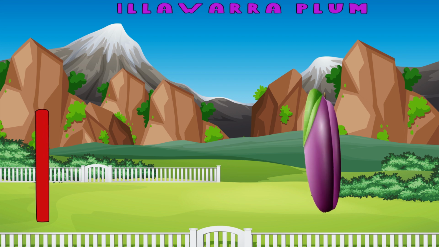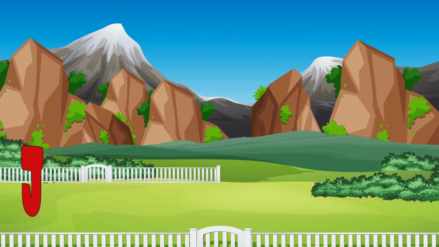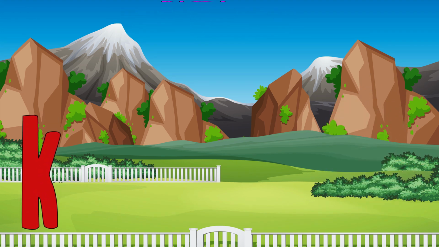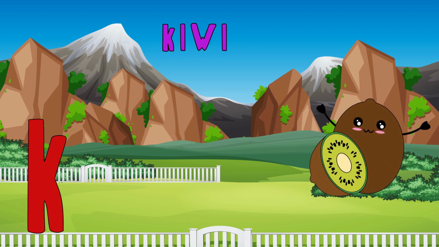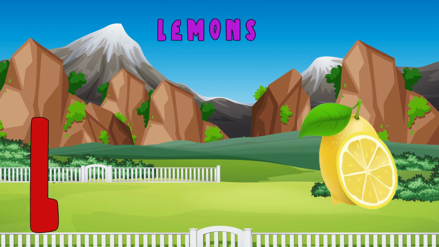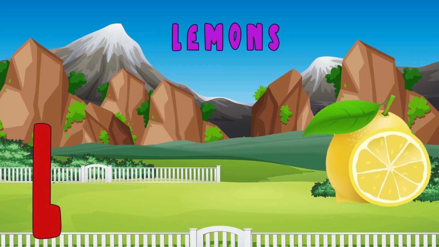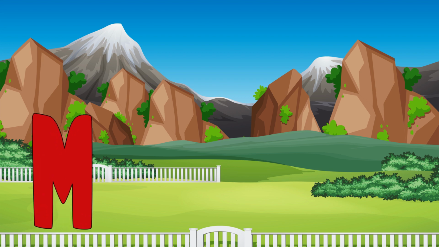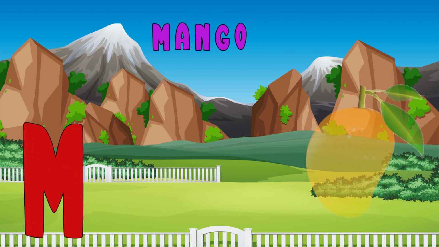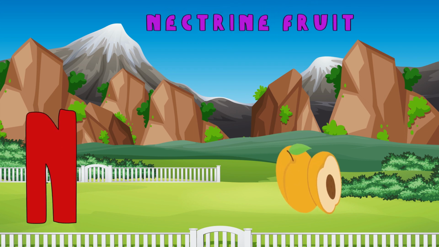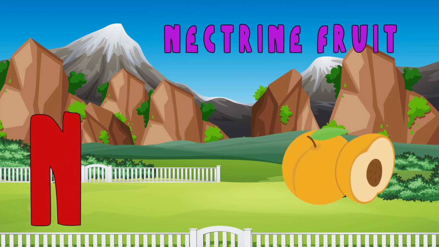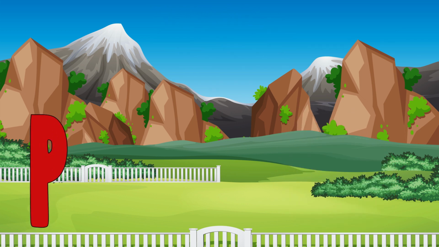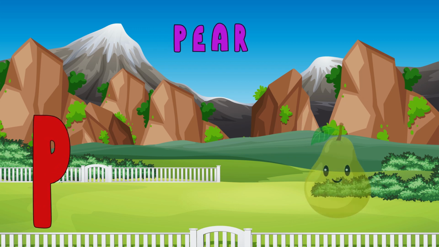I is for Illawarra plum. J is for jackfruit. K is for kiwi. L is for lemons. M is for mango. N is for nectarine fruit. O is for oranges. P is for pears.